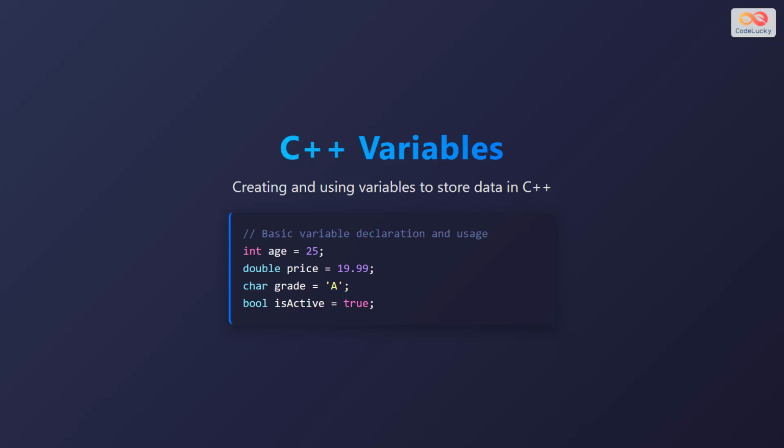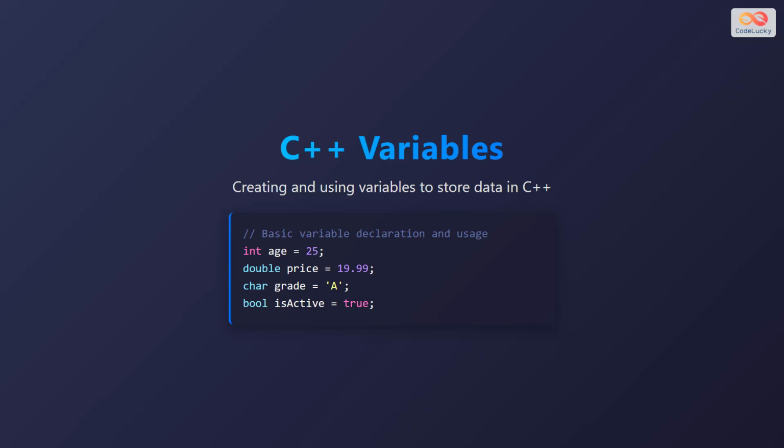Let's begin. Here's a quick code snippet showcasing basic variable declarations and their usage. We declare an integer variable named age and initialize it with the value 25. Next, we declare a double variable named price and assign it the value 19.99. Then, a character variable named grade is declared and initialized with the character 'a'.